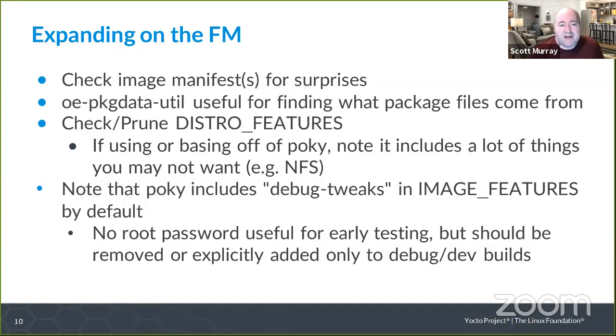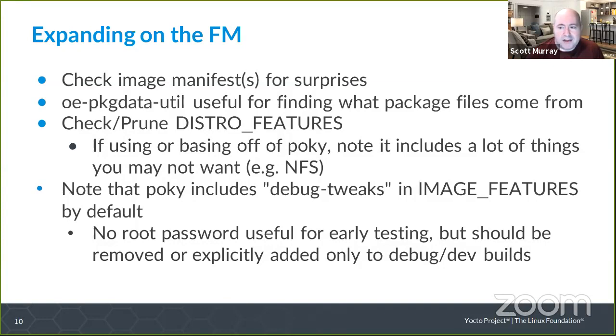The OE package data utility is useful for figuring out what package a file in an image came from, and that gives you somewhere to work backwards from, potentially, if you're looking at your image and seeing files you don't know where they came from. Distro features is another option.